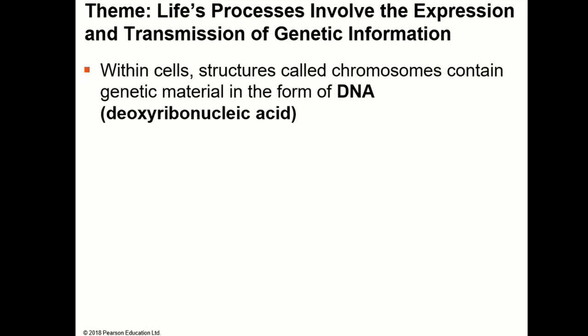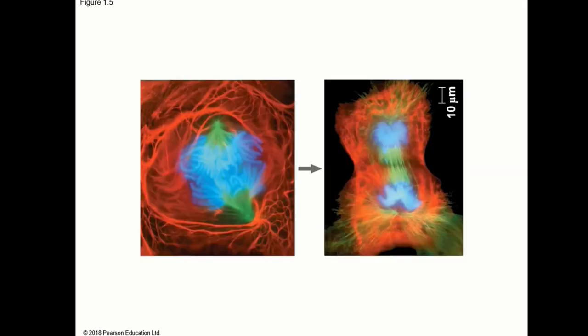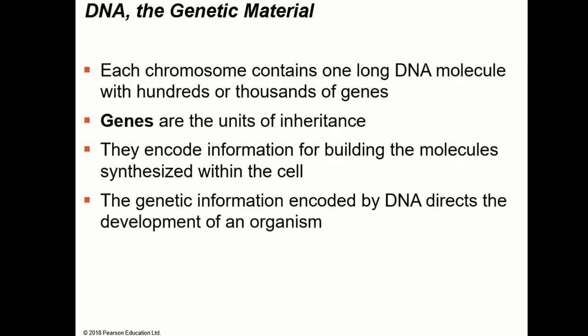So within those cells, structures are called chromosomes, which contain, I've mentioned this before, genetic material in the form of DNA. Not in the form of DNA, listen to me, in the form of DNA. So that's where you're going to find DNA, and that's where you're going to find the building block of what an individual is. And to some level, that's where you can distinguish between the species.